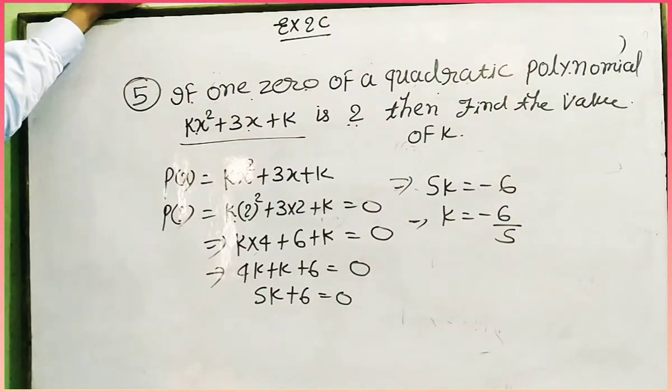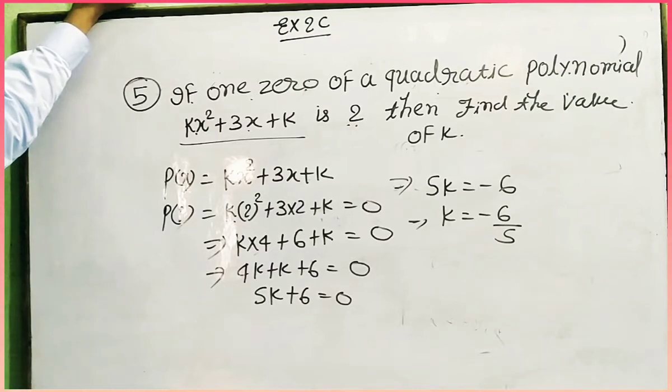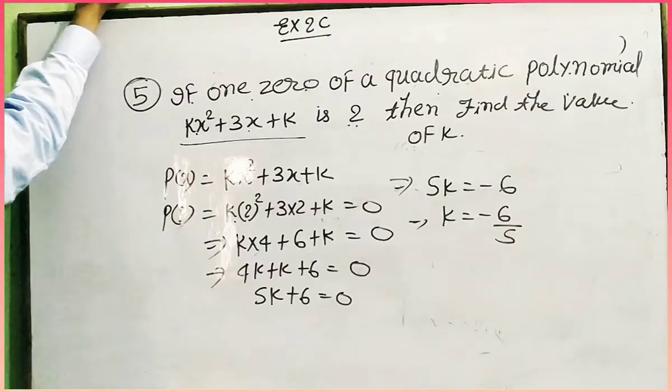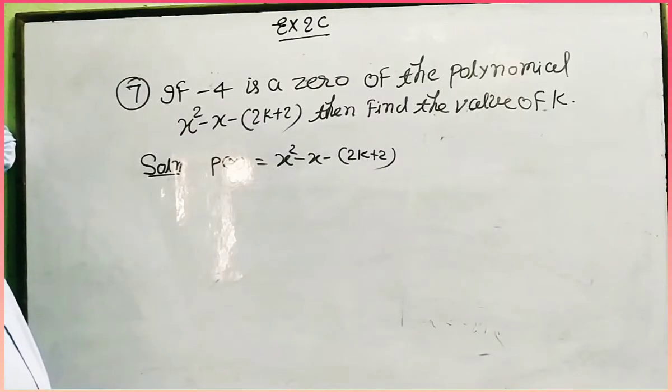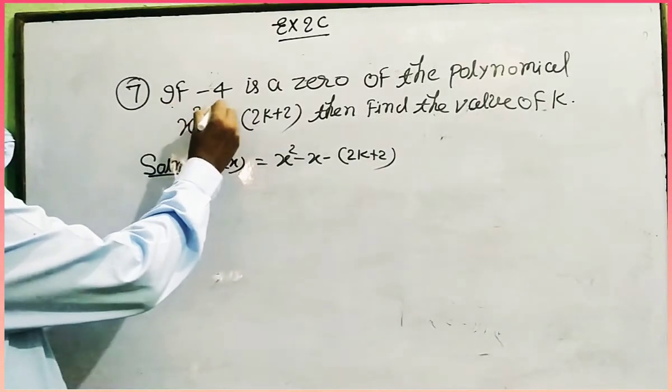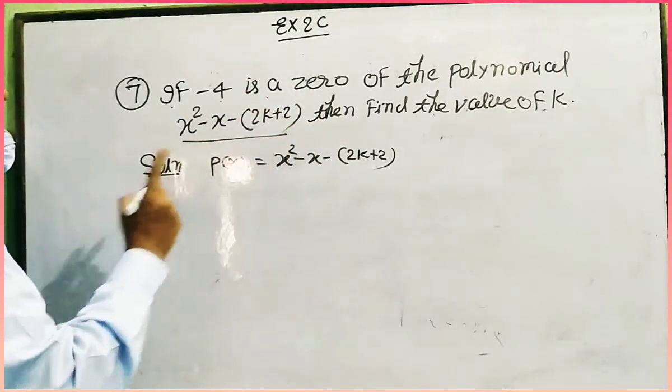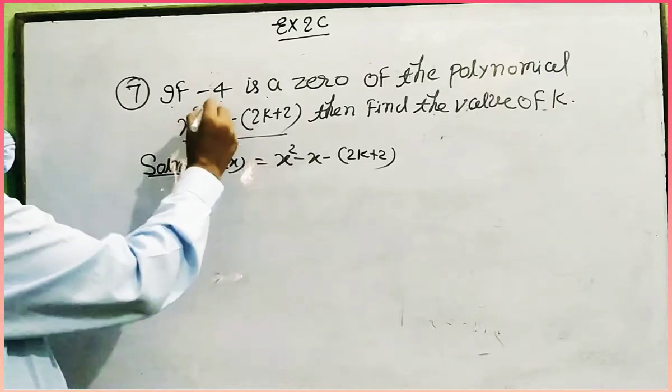If one zero is given, then put the value of zero at the place of x. Then the remaining part you can find easily. Question number 7, that is if minus 4 is a zero of the polynomial this, then find the value of k. Minus 4 is the zero.